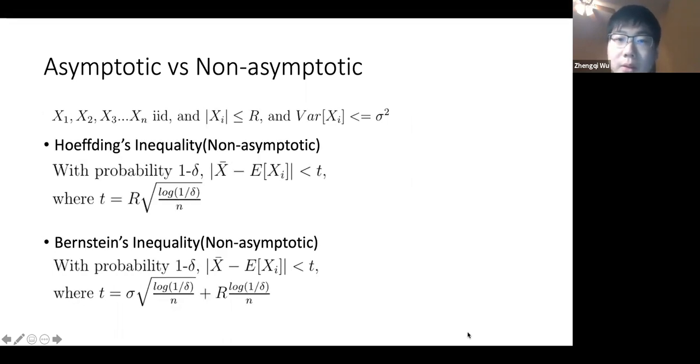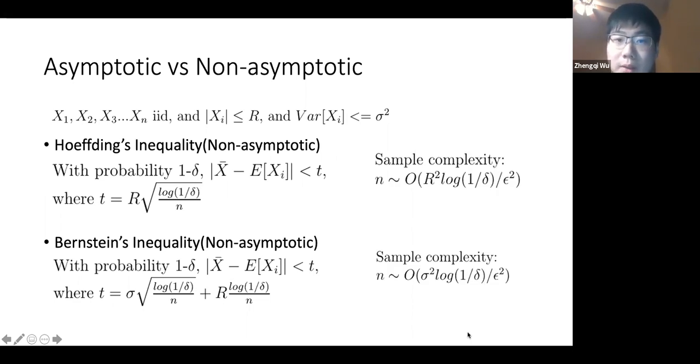There's also another inequality: if we also know the variance of xi, then Bernstein's inequality says that the estimation error is upper bounded by some term which is dominated by the variance of the sample. Next, please. So with these two inequalities, we can get the sample complexity. We just let the estimation error be smaller than some epsilon. Then we can calculate n to be of the order of either the scale of the sample or the variance of the sample. So we get the sample complexity. That's the basic idea.